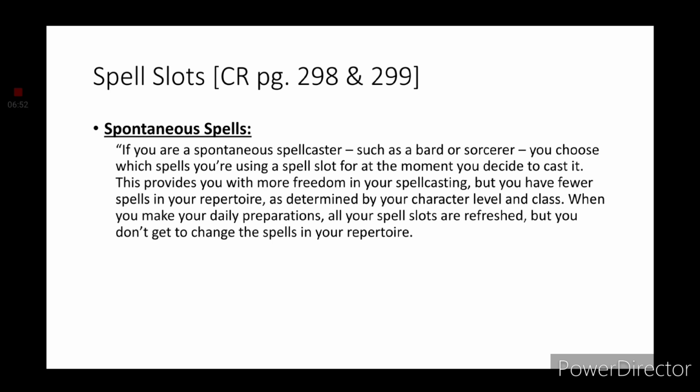Makes sense. A smaller spell list in order to use spell slots. Very useful, very handy, able to have spellcasters make quick decisions. I kind of like it.